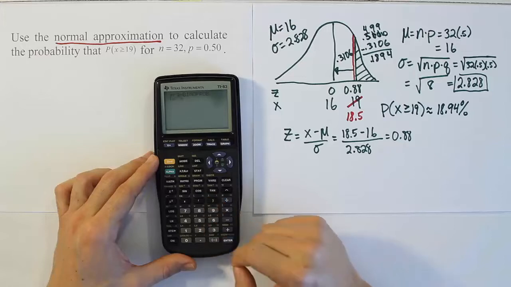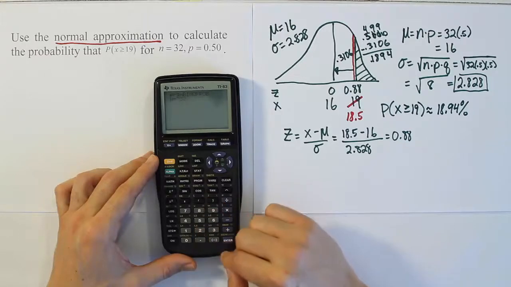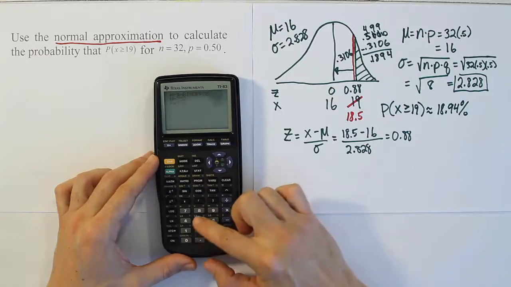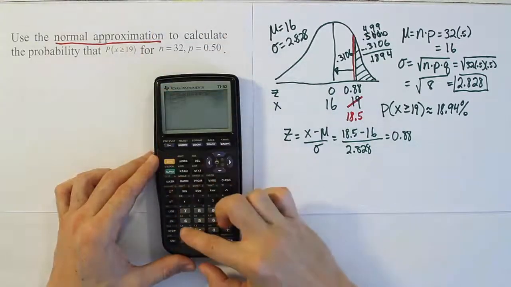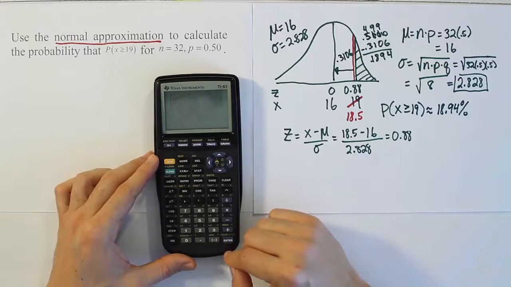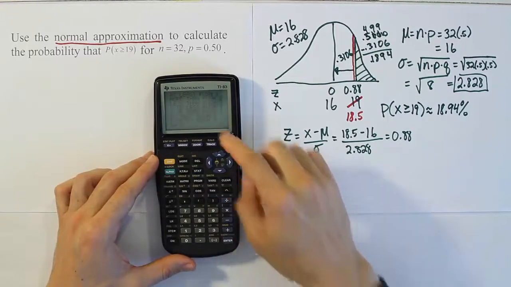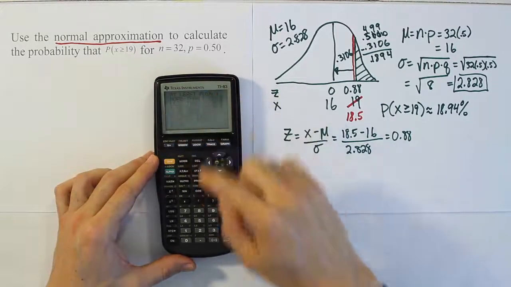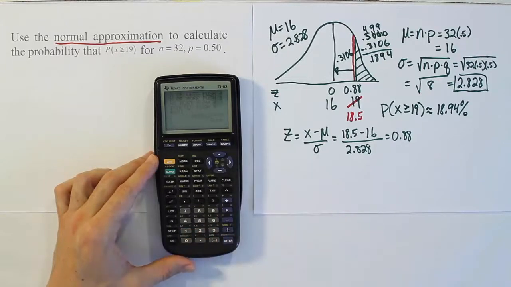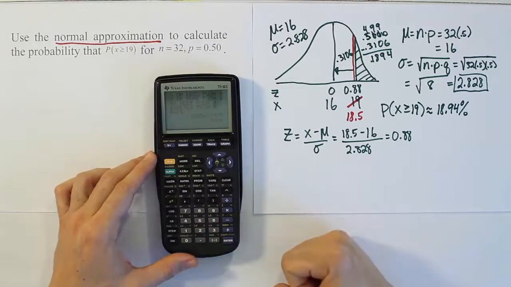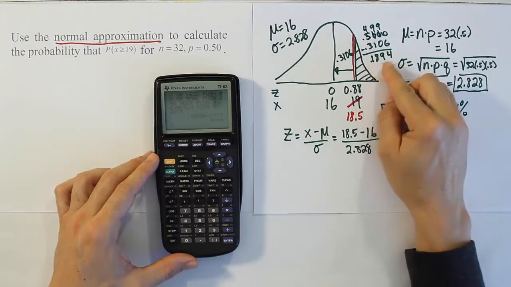So I selected binomial probability from my program menu. I hit enter. It's asking me for n. Our n is 32 in this problem. Our probability is 0.5. Then our x value here is 19, and I want 19 or more, so I'm going to push option 1 here, x or more. When I do that, I get the answer 0.1885.